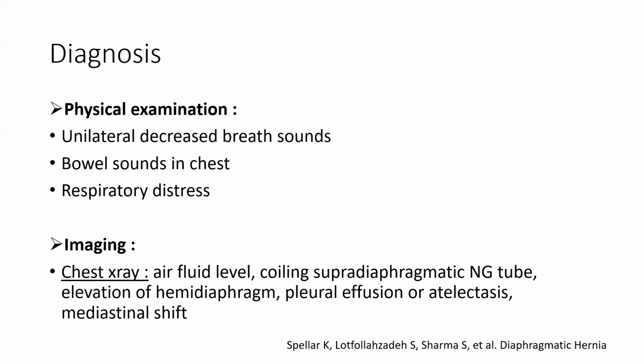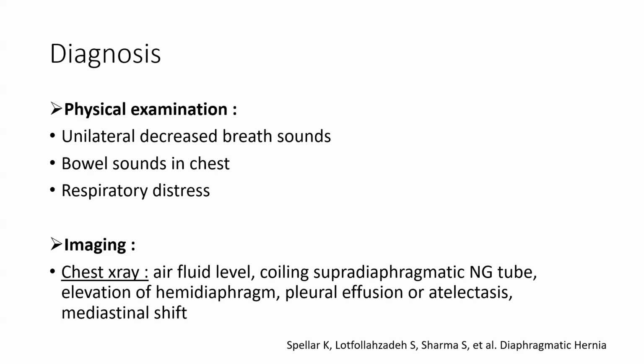Next, coming to diagnosis, on examination, there are certain signs that are suggestive of injury, including unilateral decreased breath sounds, bowel sounds in the chest, and respiratory distress. Diagnosis of acquired diaphragmatic hernia mainly relies on imaging studies, and various imaging modalities are used, which include chest radiographs, ultrasound, CT, with CT being the modality of choice, and MRI.